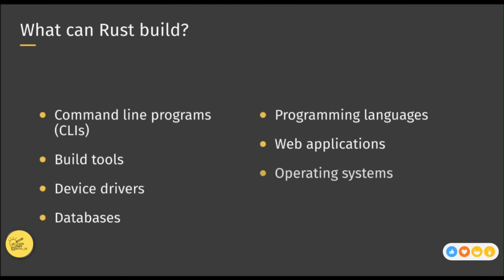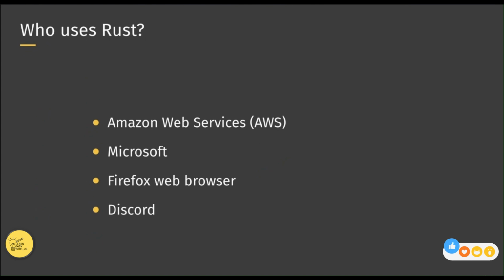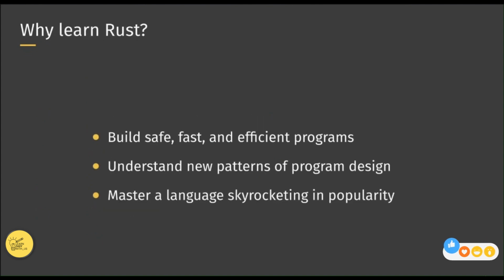So what can Rust build? Quite a lot. Rust can be used to build command line programs, build tools, device drivers, databases, other programming languages, web applications, operating systems, and more. And it's that versatility that explains why Rust is used by many different companies today, including AWS, Microsoft, Firefox, Cloudflare, and Discord.